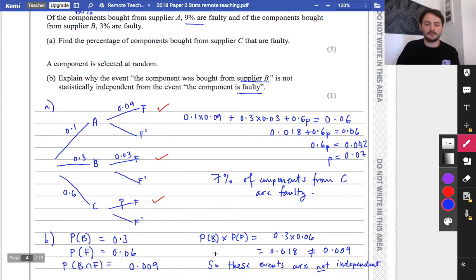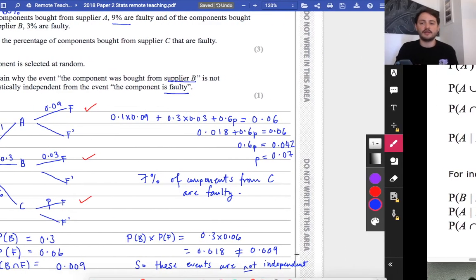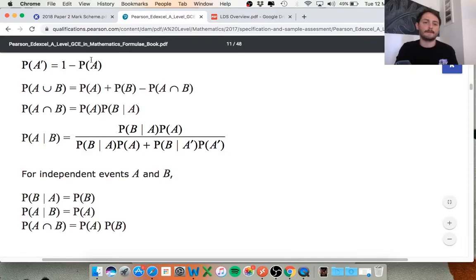If they were independent, then multiplying these two would be the same as giving you this one here, but it's not the same, so they are not independent. And this working that we have over here is enough to convince us. So let's just have a look at what's in the mark scheme for this one.